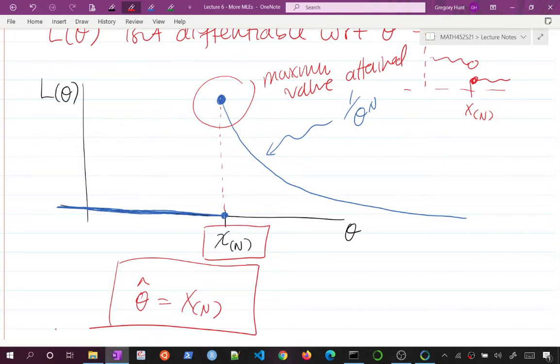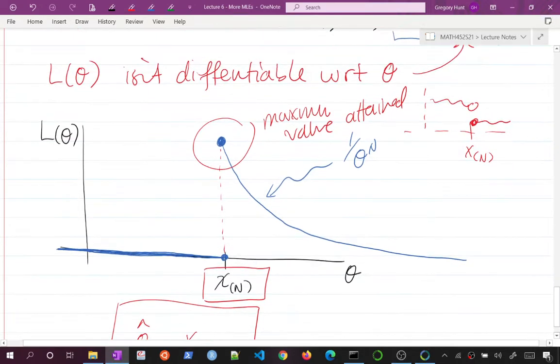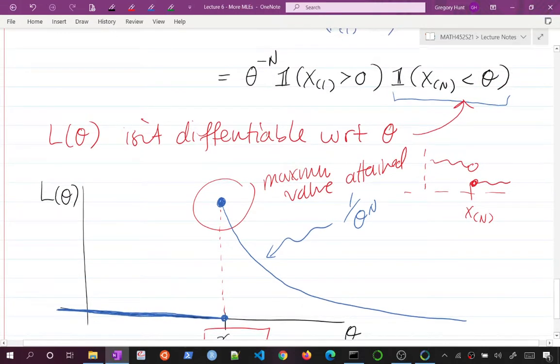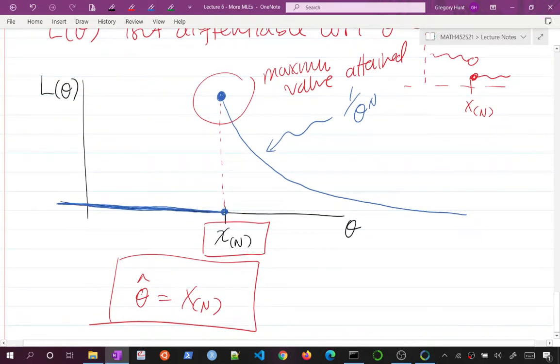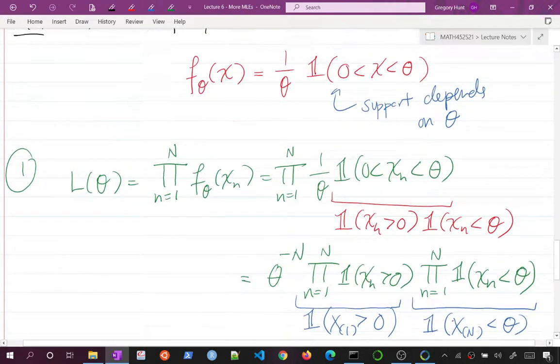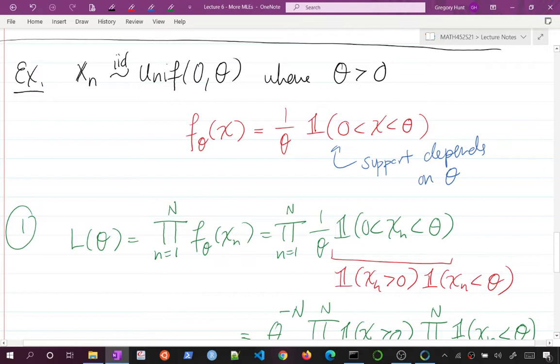That's the whole story. Basically, I've drawn the picture, and you could make other loftier arguments. This is a decreasing function, and so the maximum is attained at the boundary of that. And so my MLE is the maximum. Now let's go back up to the original problem. Our theta is uniform between 0 and theta.